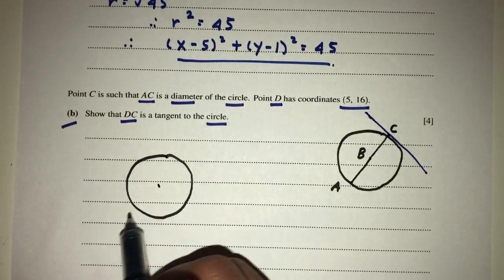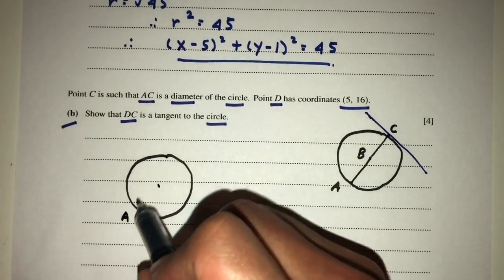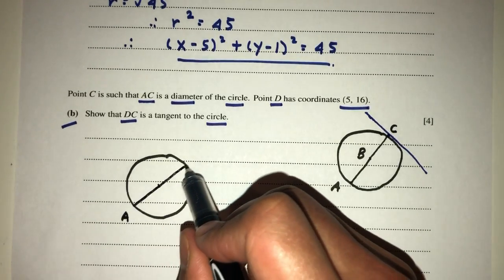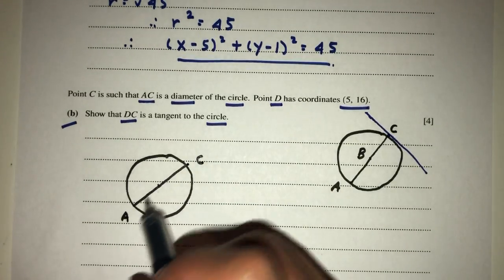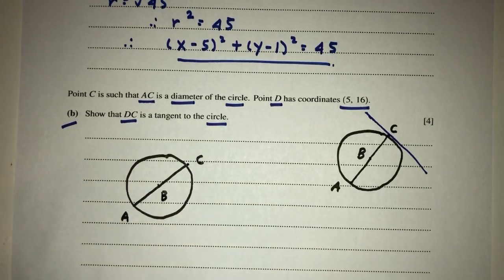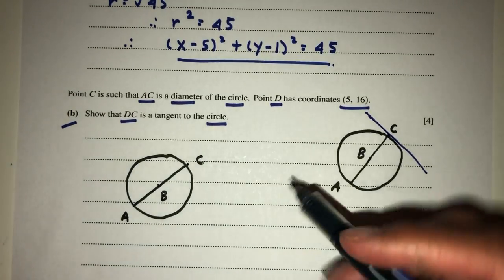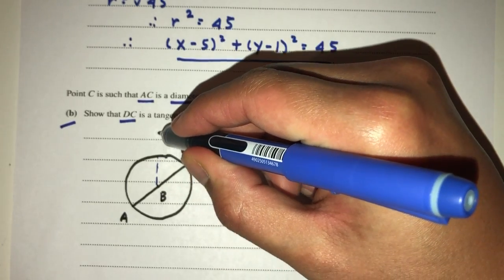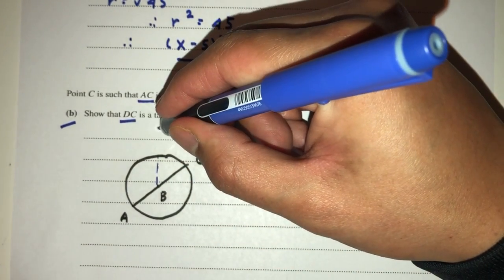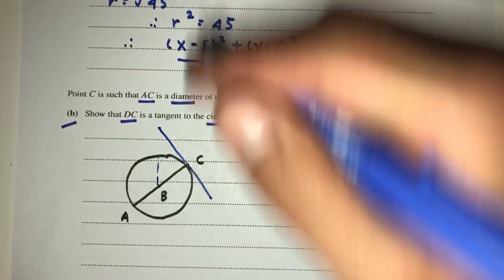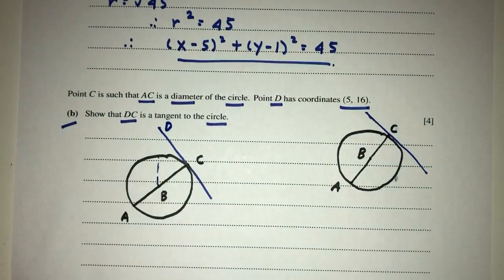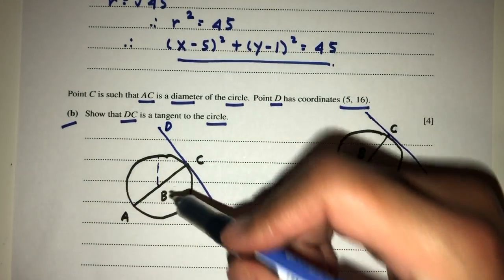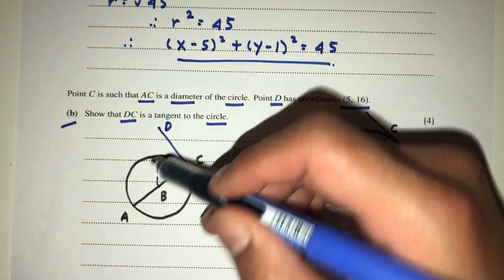This is B. This is A. We know AC is the diameter. This is B. And we know that somewhere over here, we have the point D here. So how do we know the point D is exactly on top of B?